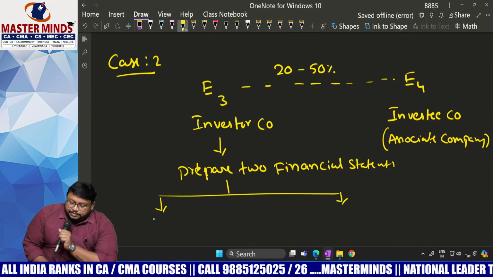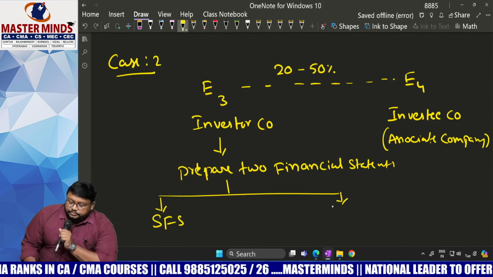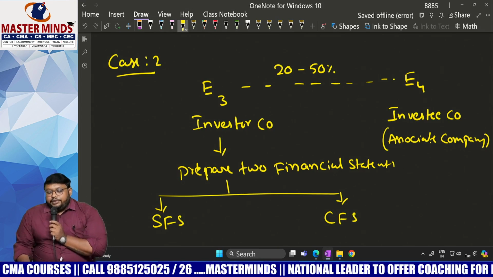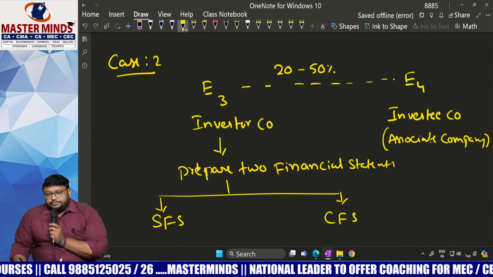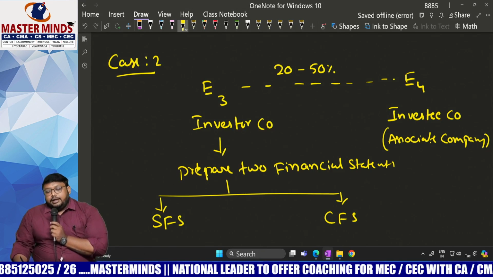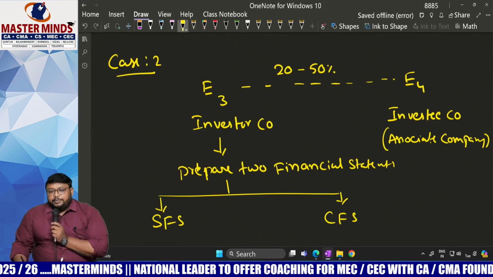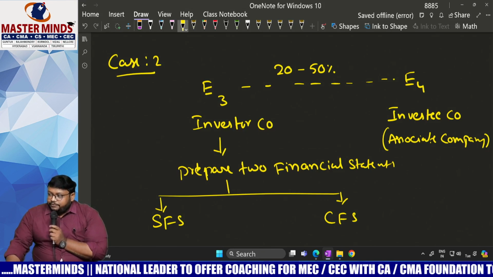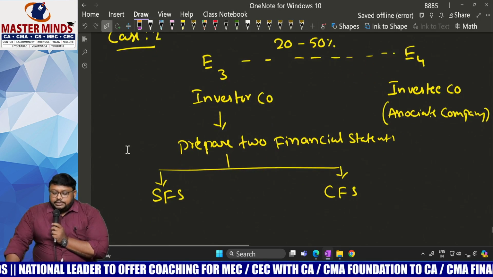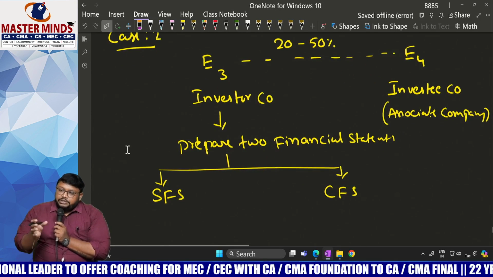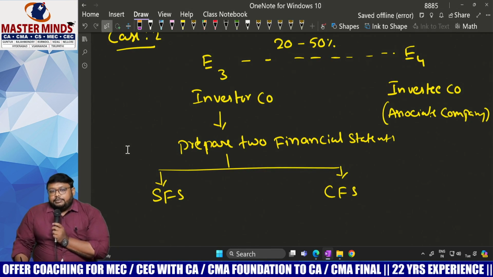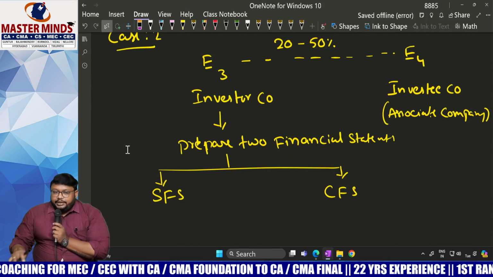So they will prepare separate financial statements as well as consolidated financial statements. When we are having investment of 20 to 50 percentage, the investee company we can call as an associate company. In such a condition, the investor company will prepare two types of financial statements: one is separate financial statement, another one is consolidated financial statement. Separate financial statement means only information of the investor company will be there. Consolidated financial statement means both investor company and investee company details will be there.